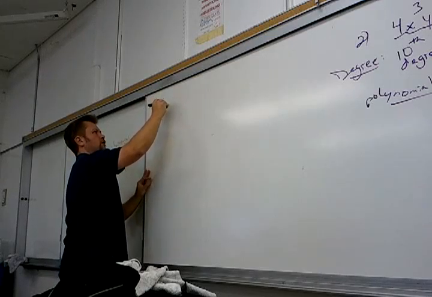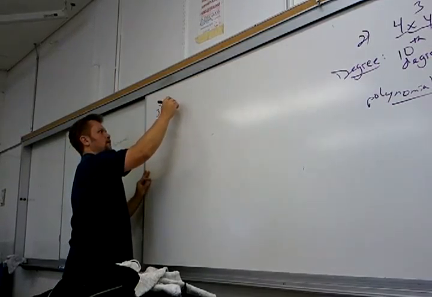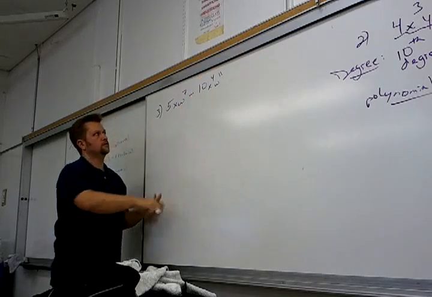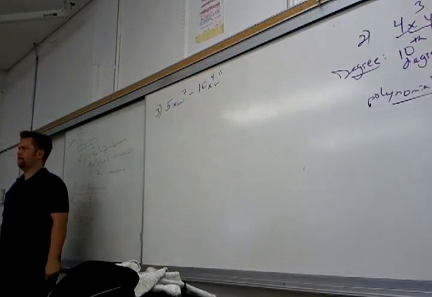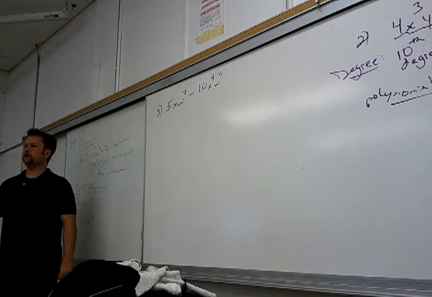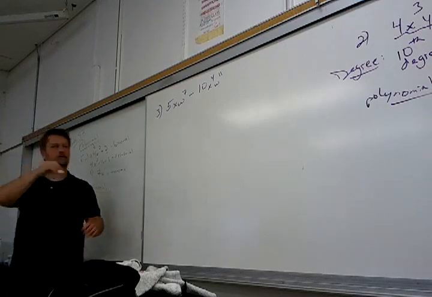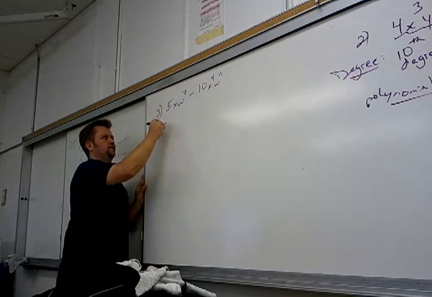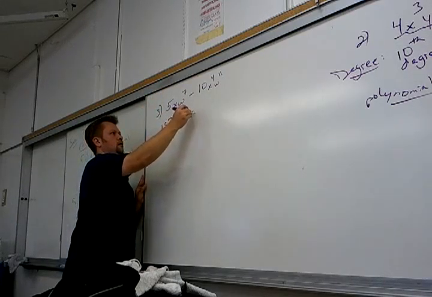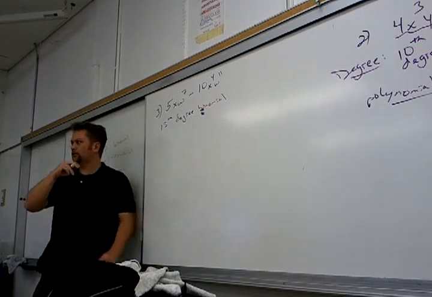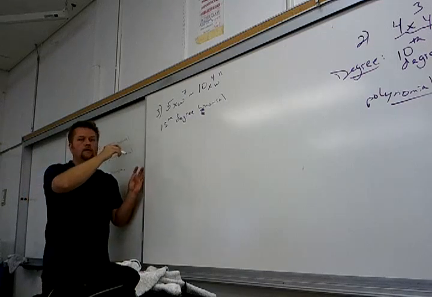What can you tell me about this problem here? It's a 15th degree binomial. The degree of this term is 8, but that one's 15, so that's the highest. So it's a 15th degree binomial. And binomial means it has two terms.